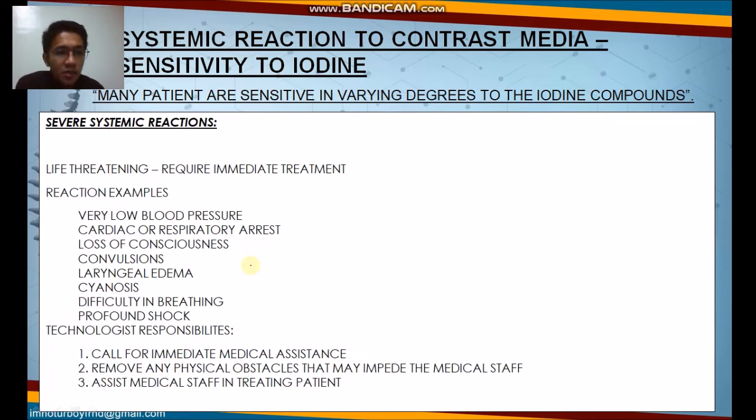Okay, and then last, we have the severe systemic reactions. These are life-threatening conditions which require immediate treatment. For example, very low blood pressure, the patient goes into cardiac arrest or respiratory arrest, the patient becomes dizzy, loses consciousness, convulsion, laryngeal edema, that means the patient has difficulty breathing, cyanosis or bluish discoloration of the skin, difficulty in breathing, and then profound shock.